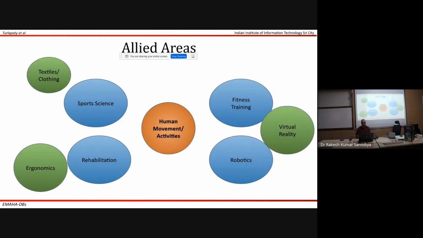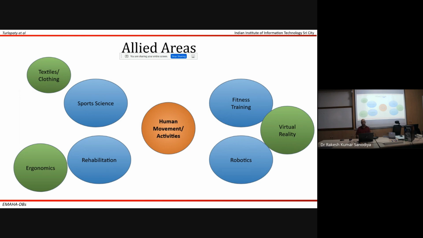So why do we really do this? What are the practical uses or applications? If you think about these human activities, and we are trying to quantify them using biosignals, and we are also planning to look at other kinds of data representing these activities, for example, motion data or video data and so on. But what is the practical application? What are the different areas in which we can use them? So we are interested in the 4 areas mentioned in blue: sports science, rehab, robotics, and fitness training.